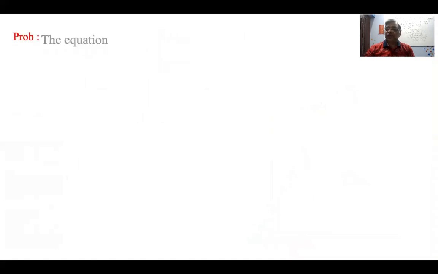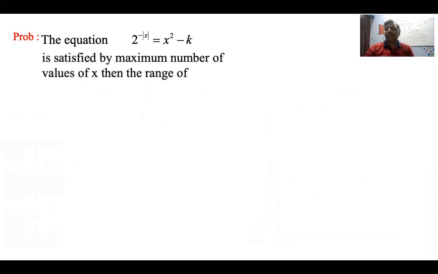Now let us see the next problem. The equation 2 power minus mod x is equal to x square minus k is satisfied by the maximum number of values of x. Then what will be the range of k, right?